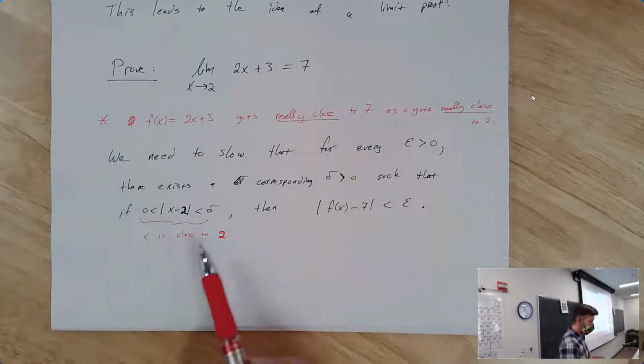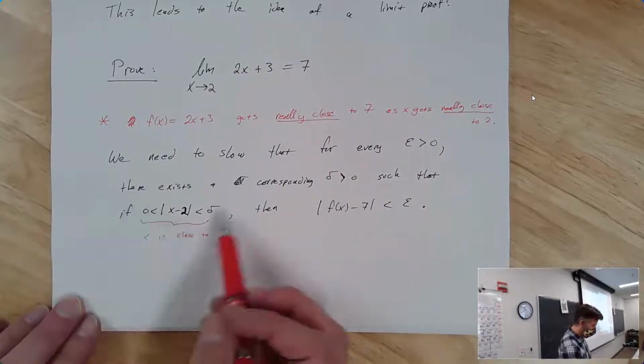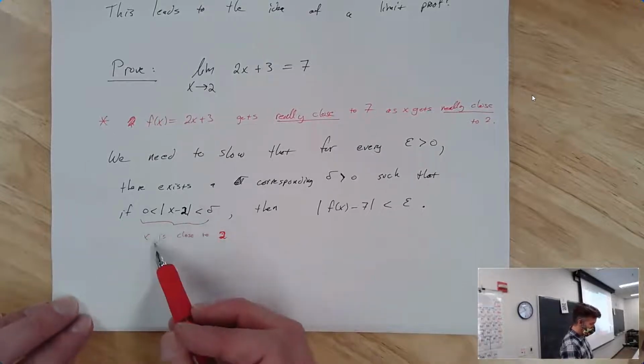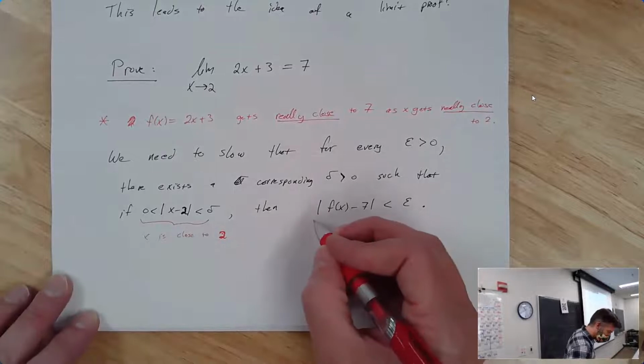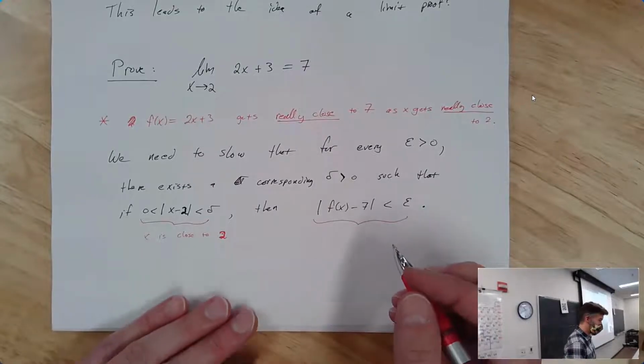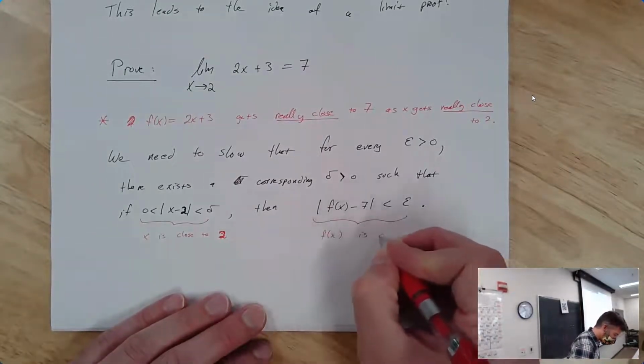Right, so if x is close to 2, then the function should be close to 7. So when I read this, absolute value of x minus 2 less than delta, I'm really just saying x is close to 2. And similarly, what are we saying when we're saying that the absolute value of f of x minus 7 is less than epsilon? We're saying that... exactly.